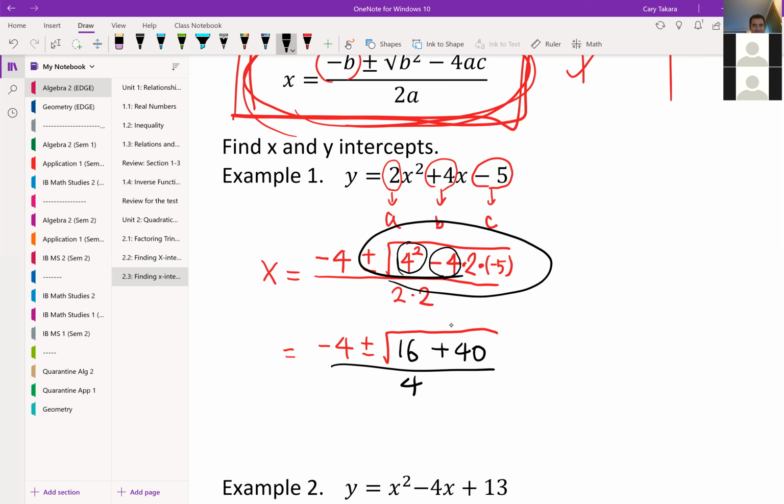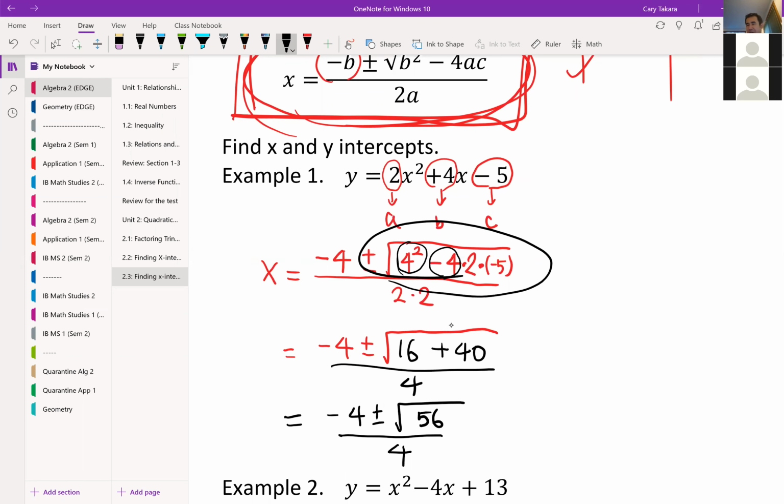You guys okay? Now let's keep going. 16 plus 40 is 56. So this is the square root of 56 over 4.